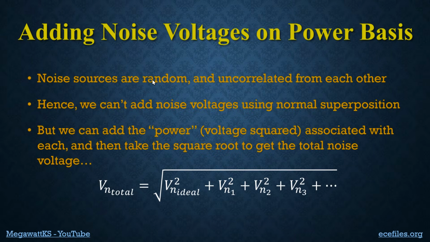So all of these noise sources are random. They are generally uncorrelated with each other, and that means that you can't add them using normal superposition. Instead, what happens is the noise powers basically add. And so to get the total noise voltage, we have to use this formula. Why the squareds? Because, you know, power is voltage squared divided by resistance. So it ends up being this. And you take the square root of that and you get the total noise at the output.